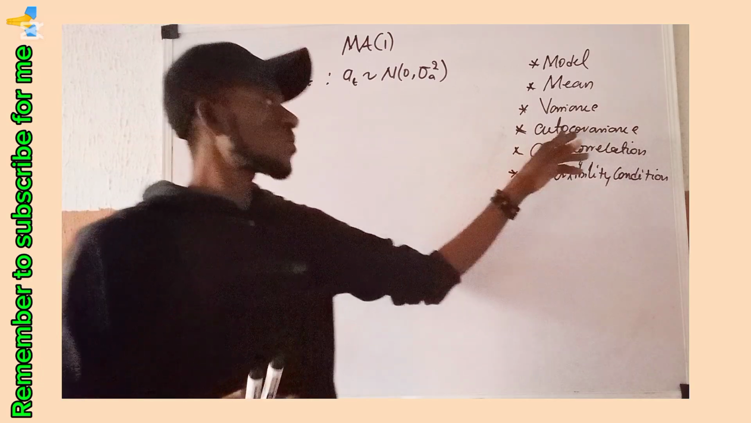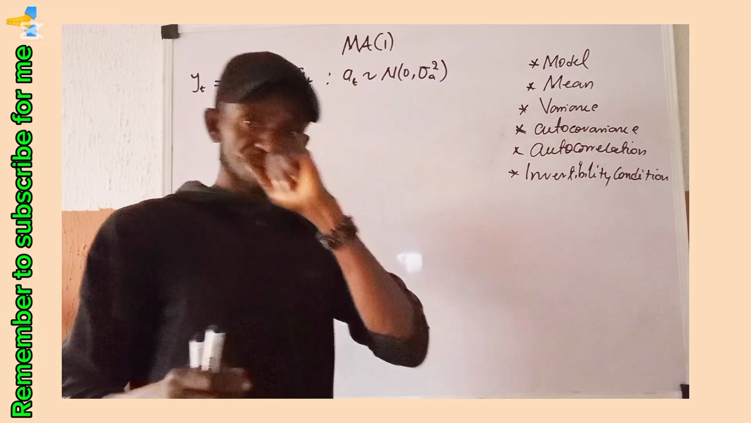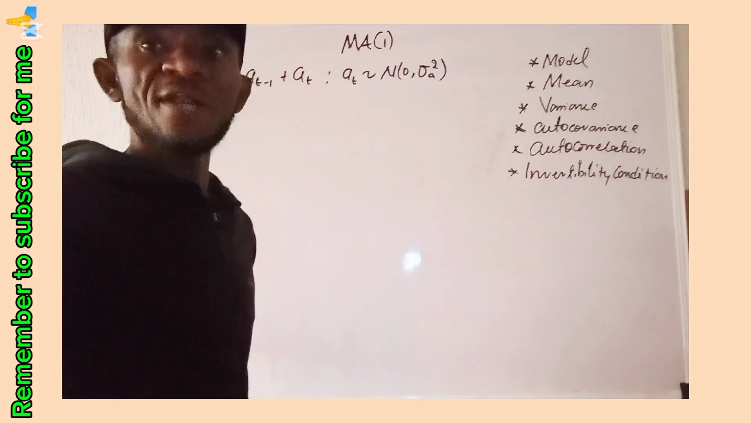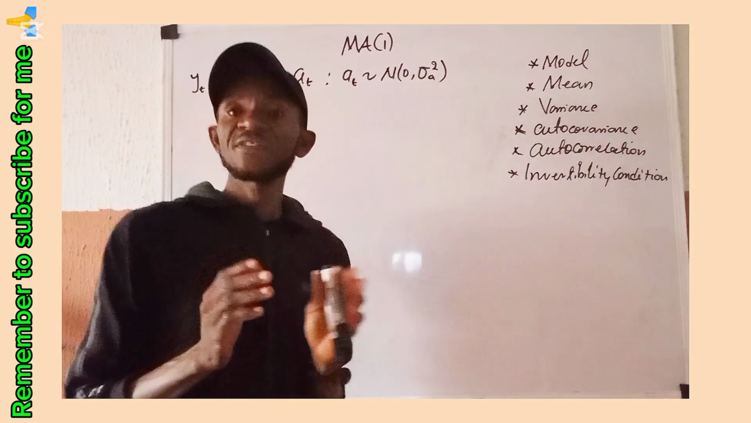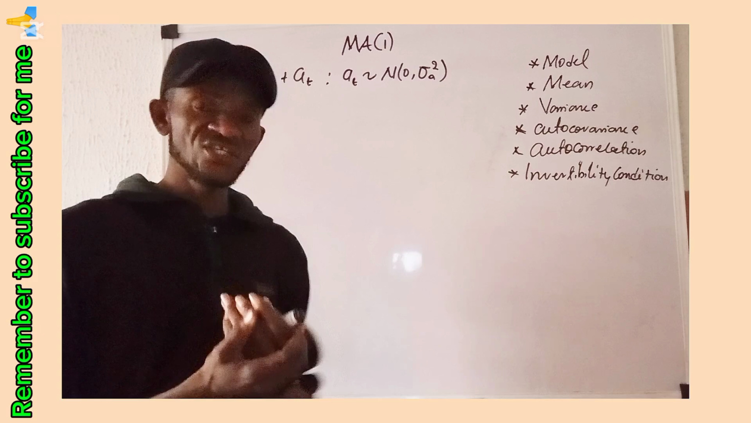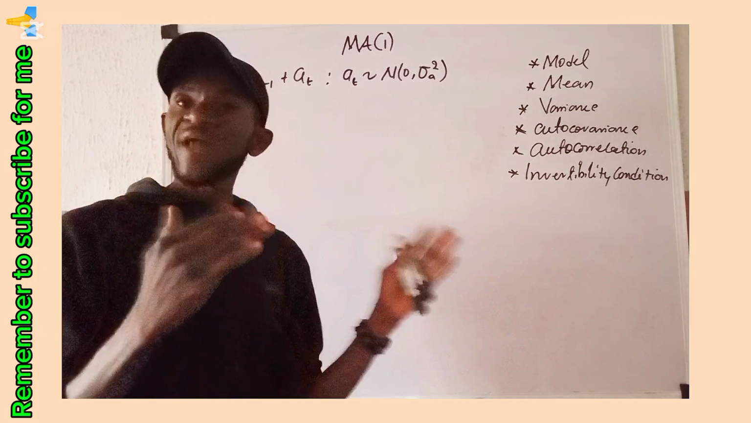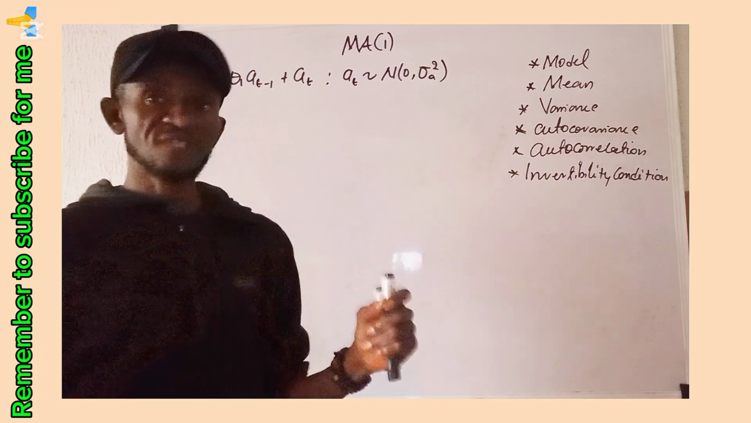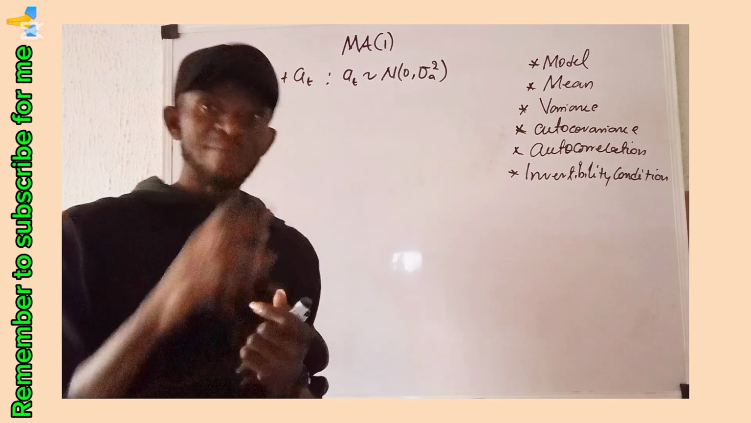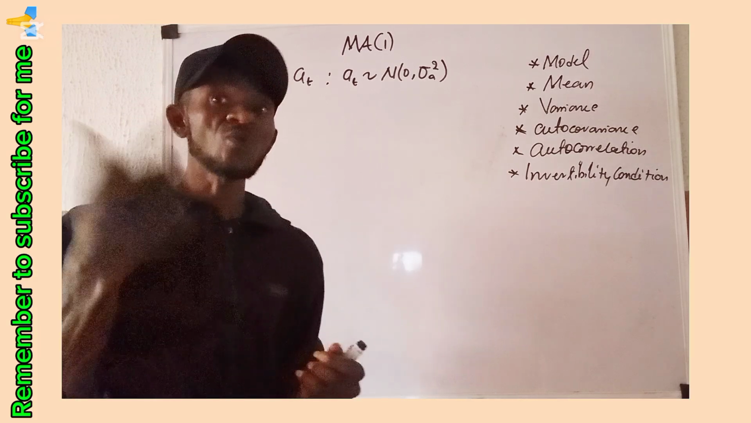For us to get the autocovariance of any model in time series, the rule is to multiply the model on both sides by y of t minus k. That is the rule: y of t minus k. Once you have multiplied both sides by y of t minus k, you now take the expectation of both sides. And by taking the expectation, of course, what you get is what we call the autocovariance.